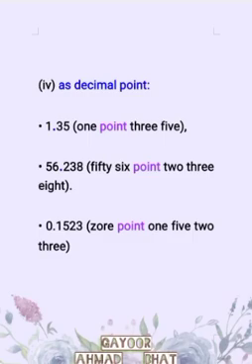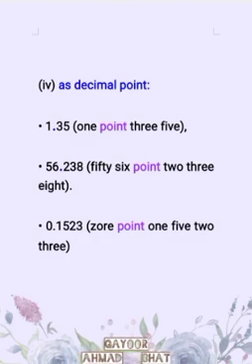www dot dsek dot in. Full stop is also used as a decimal point. For example, 1.35, 56.238, and 0.1523. Here the full stop is pronounced as point.